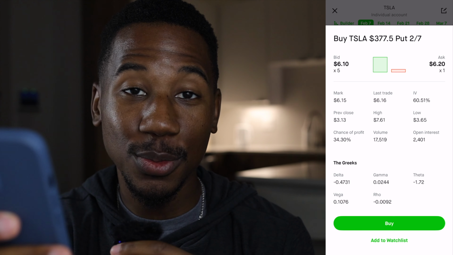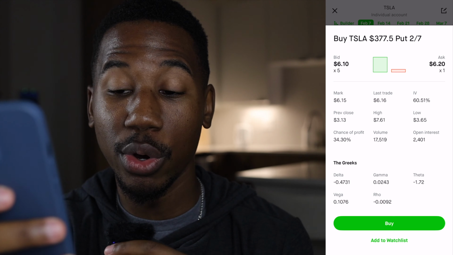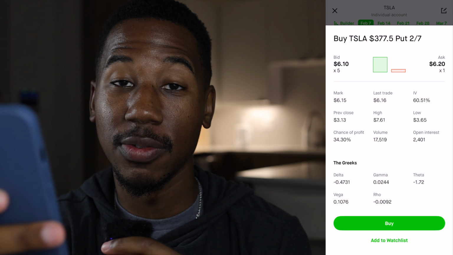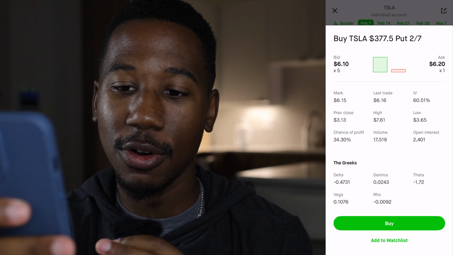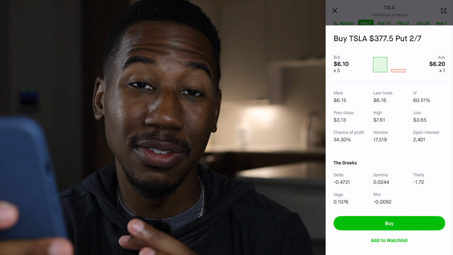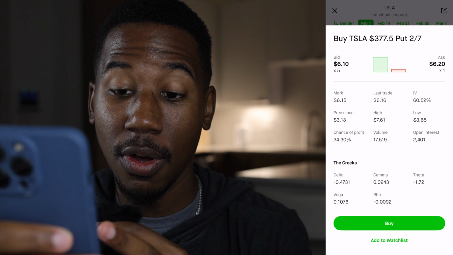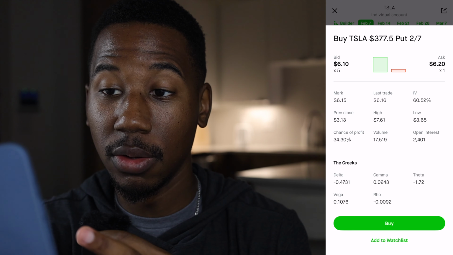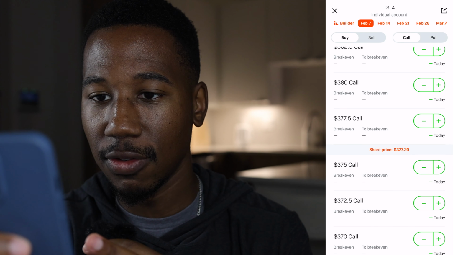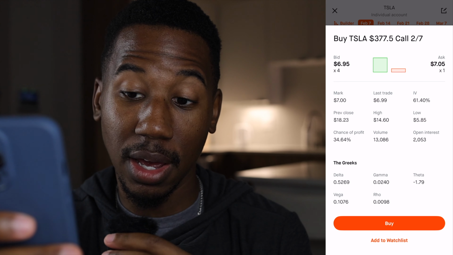All right, so when it comes to understanding the delta, you can see that it says minus 0.4731. One thing to know about the delta, it's going to say minus if it's a put. It's going to be positive if it is a call. Just to show you real quick, notice the delta is negative 0.431 for the 377.5 put. But if we go to the 377.5 call, the delta is positive 0.5269.